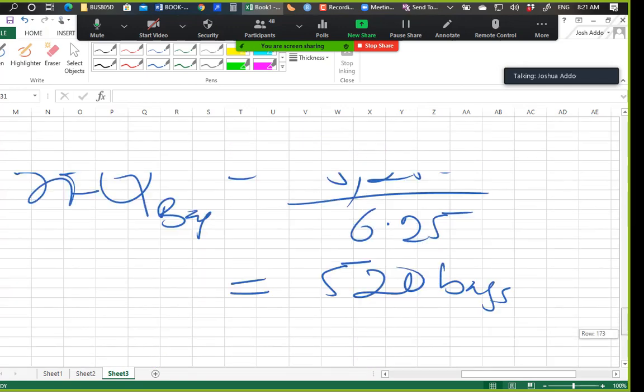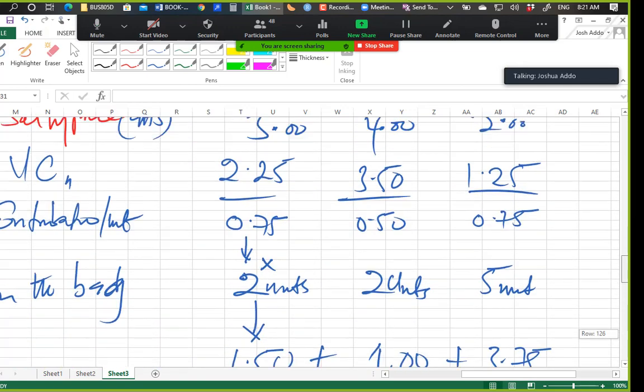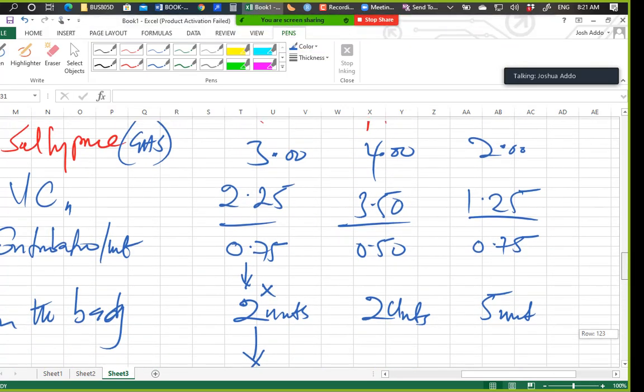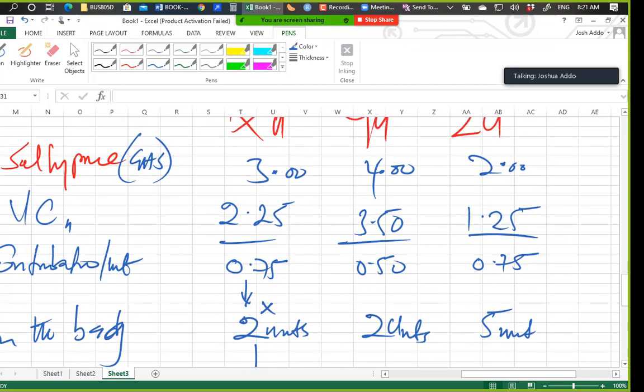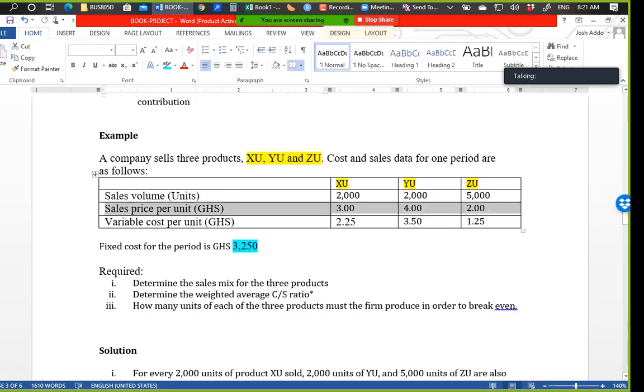Let's go back to the worksheet to clear that confusion. We're trying to compute the individual contribution for the three products. The selling price per unit is 3, 4, and 2. This is correct, we have confirmed it from the question. Variable cost per unit is 2.25, 3.5, and 1.25. Let's check. Yes, this is also correct.